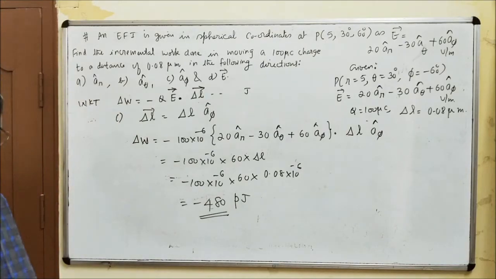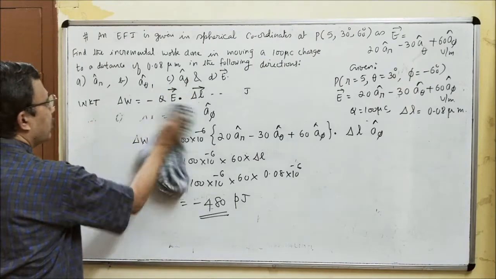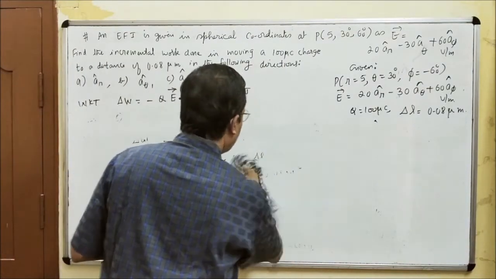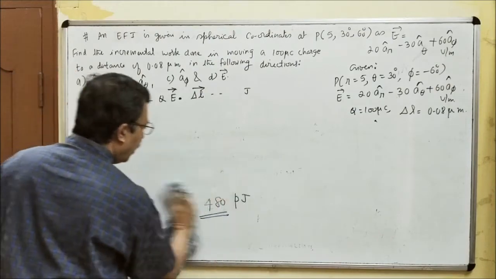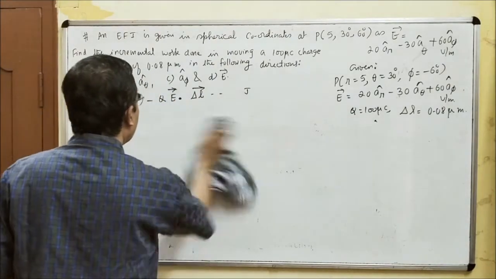Now the last part. Last part is in which direction? In the direction of the electric field. The unit vector in the direction of the electric field is AE cap.